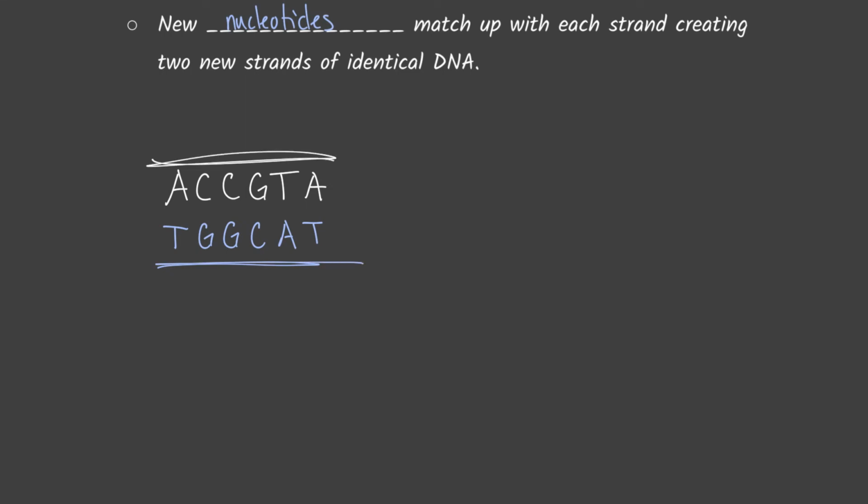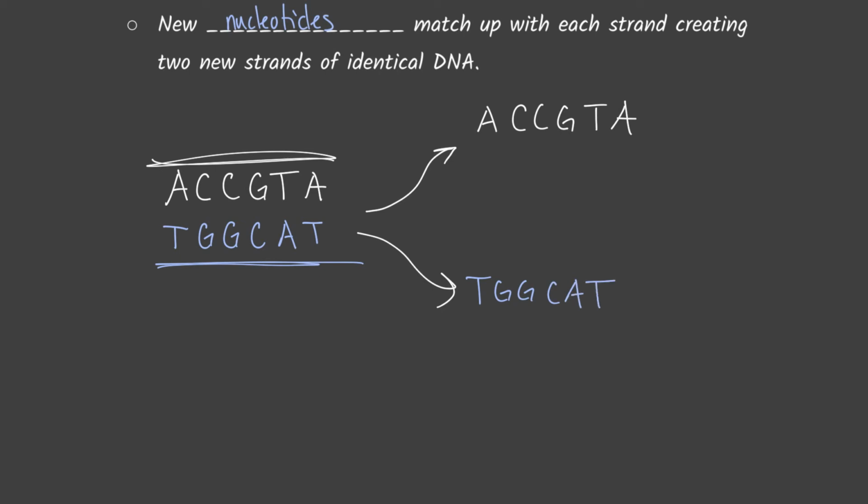We can draw the backbone on each side of those as well. So we start here, and then step 1 would be that these two sides separate. They would just move apart. So I'm going to redraw this now. They separate, and we would have, now further apart, A, C, C, G, T, A, and T, G, G, C, A, T. So now those have separated, and inside the cytoplasm of the cell there are lots of nucleotides floating around, and they're going to bond up with the help of some enzymes.